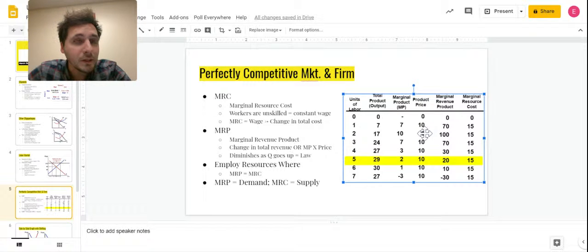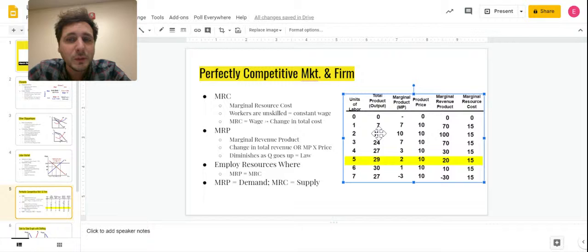I can sell my product for $10 and it's perfectly competitive, so it's the same price all the way down. So it's going to be 10 times 10, my marginal revenue product is 100, right? The additional product that person gave me times the amount I can sell it for is the additional revenue that second worker is worth, which is 100.